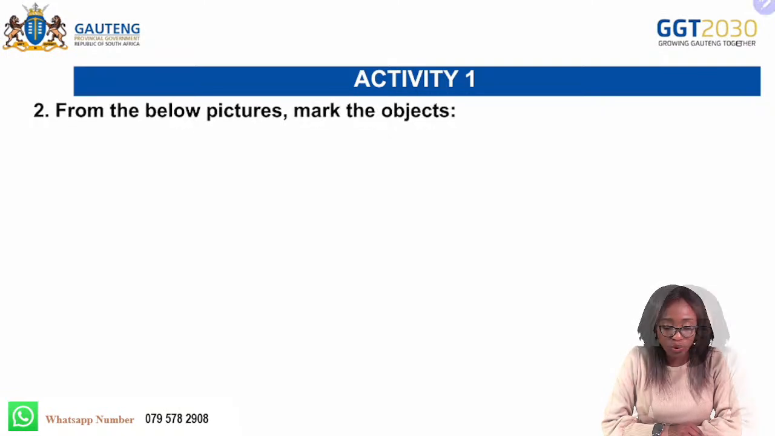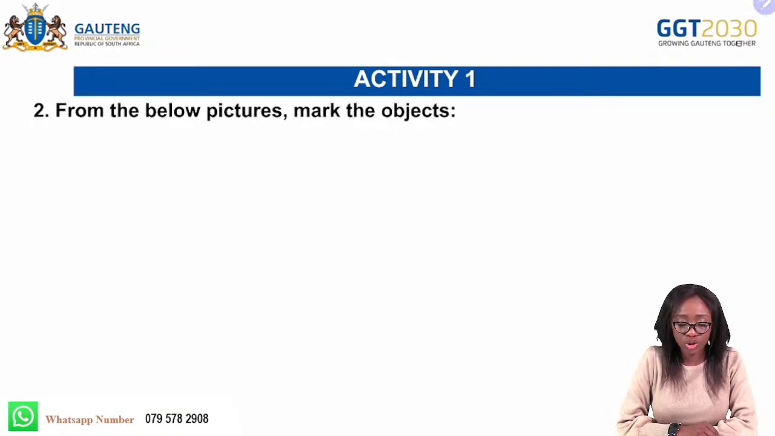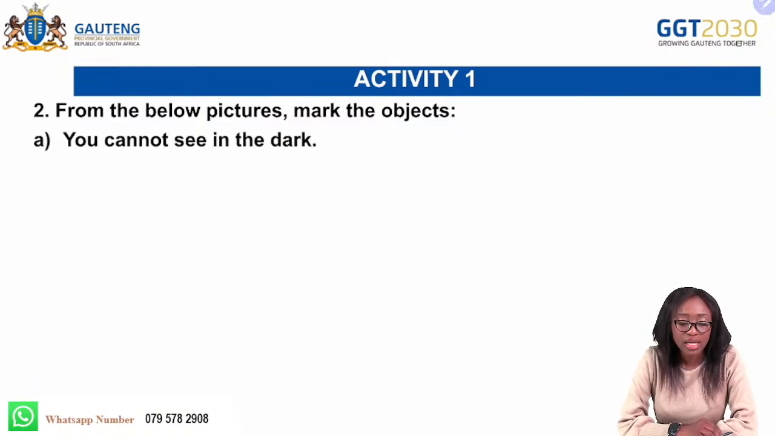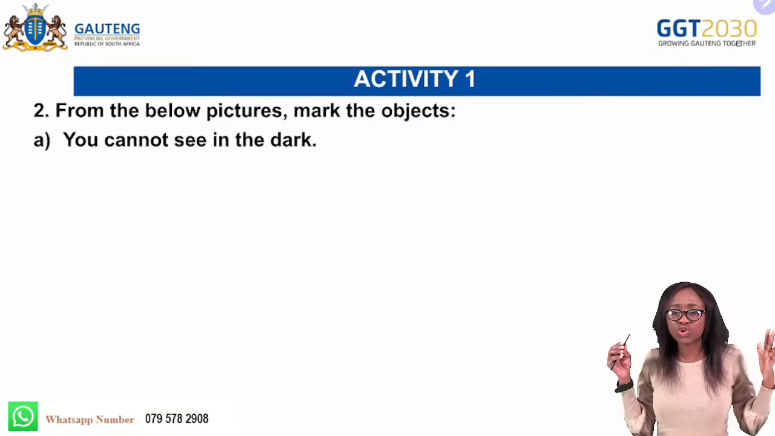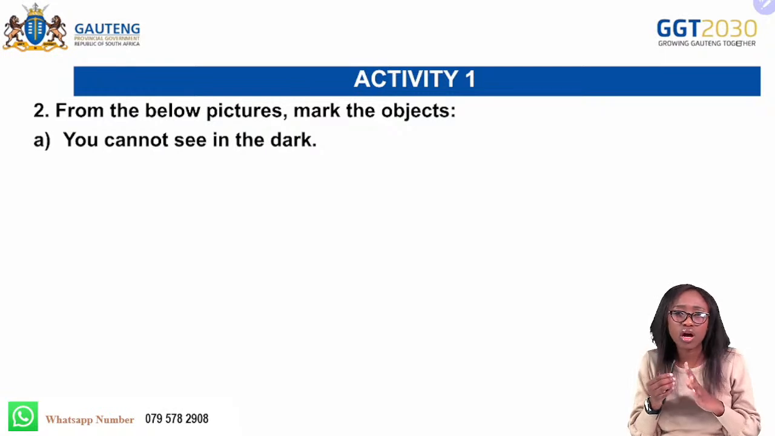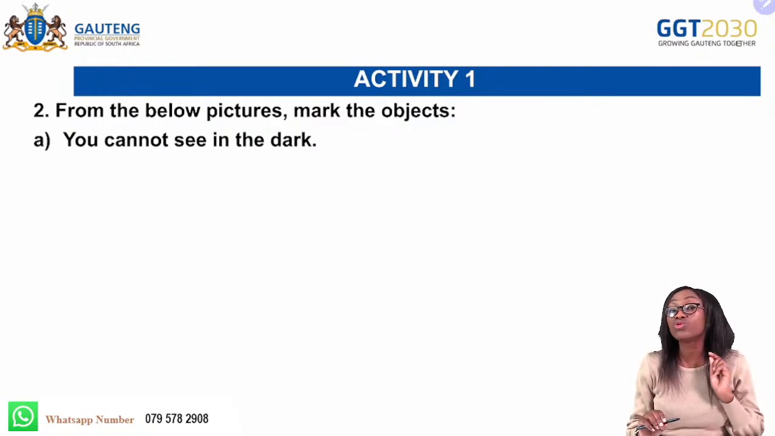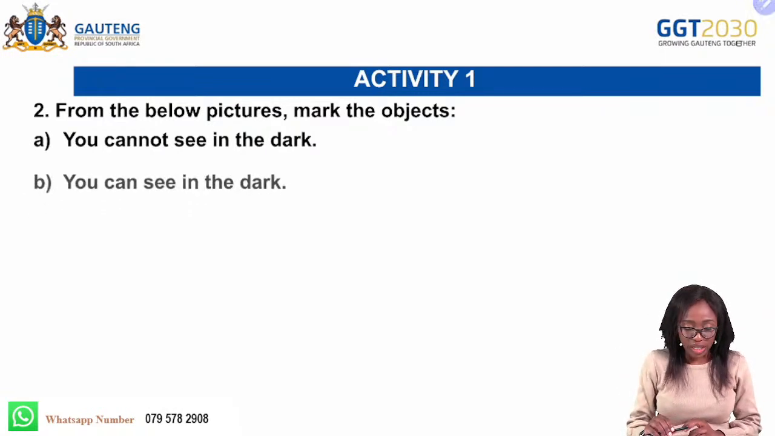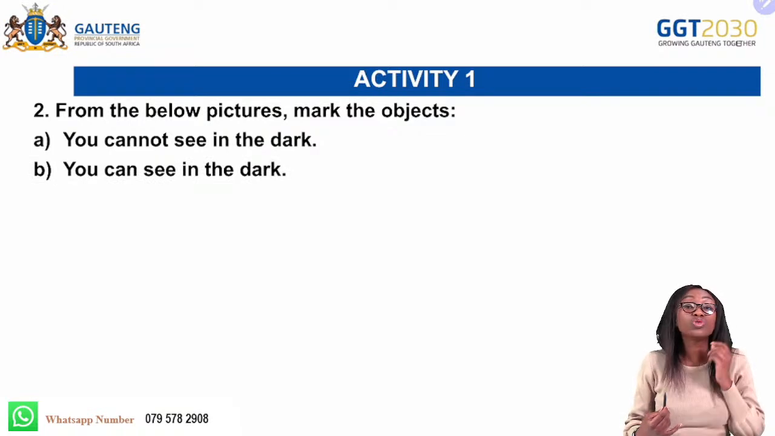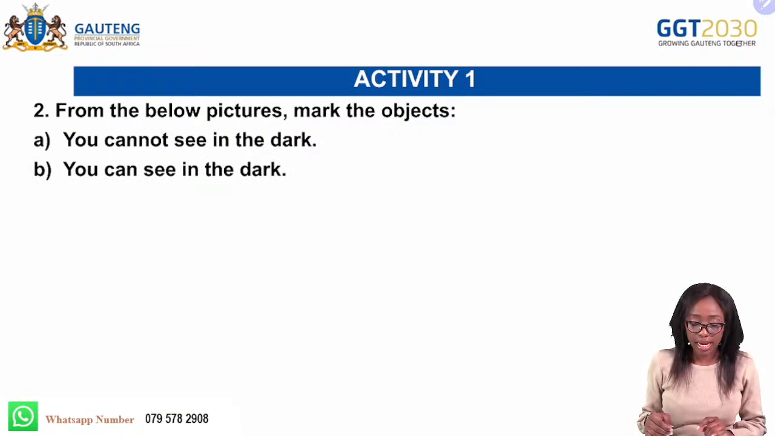Now let's look at question 2. With question 2, we had pictures. So we said you can mark the pictures or you can list the pictures. It's all up to you. Now, which ones? The ones that you cannot see in the dark. So let's say you enter into a dark room. Which of those pictures will you not be able to see? And then which ones will you be able to see if you enter a dark room?